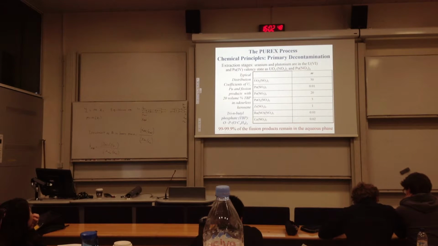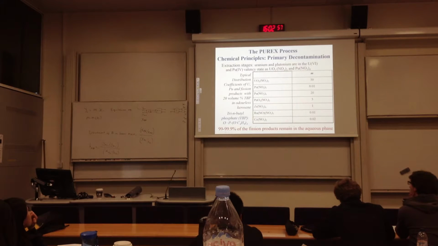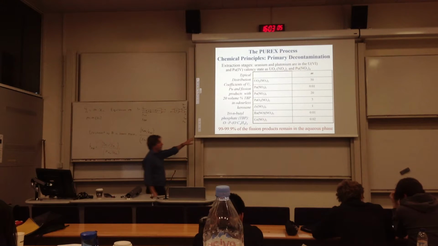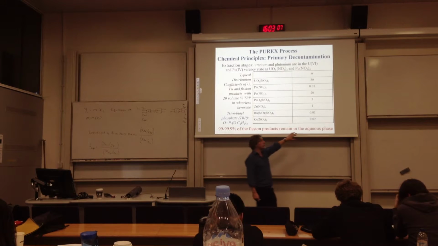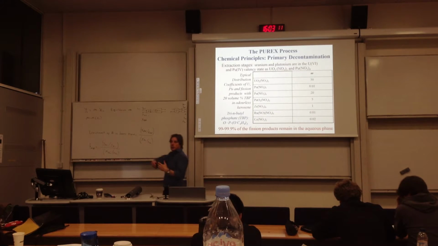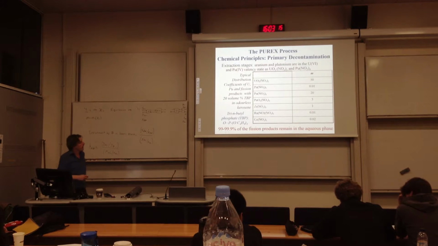4. Why? Yes, you have a large distribution coefficient, so there will be 20 times as much plutonium in the kerosene phase as in the aqueous phase. And we want that because the fission products have a very high affinity for the aqueous phase, right? So most of them will remain in the aqueous phase. And of course this can be improved by several stages there.